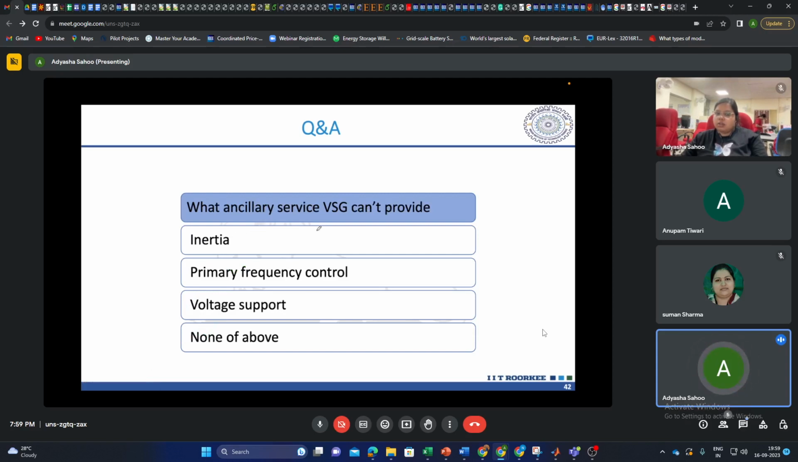Then what ancillary service can the virtual synchronous generator not provide? Inertia, primary frequency control, voltage support, or none of the above. Beware, it is can't provide. Voltage support, actually VSG can also provide voltage support. So basically it can provide all these ancillary services. So the answer is none of the above.